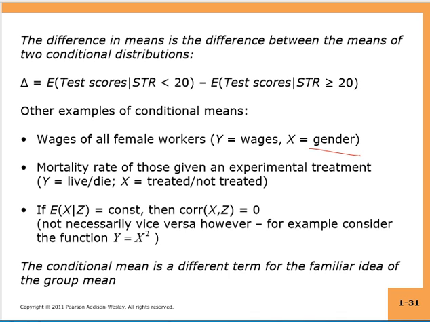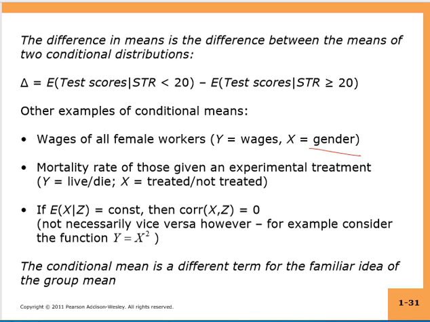Another example is the mortality rate of those given an experimental treatment. So suppose someone is trying to develop a particular treatment for some kind of cancer, and they may try to look at a test versus control group. So the control group will be the not treated group and the test group will be the treated group, and they may want to find in which group people are more likely to live or die. Okay, so that would be a mortality rate, and so on and so forth.